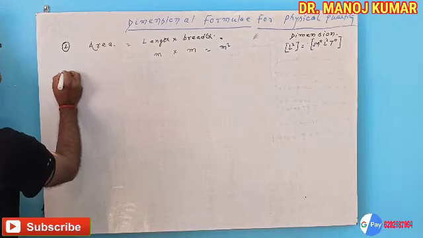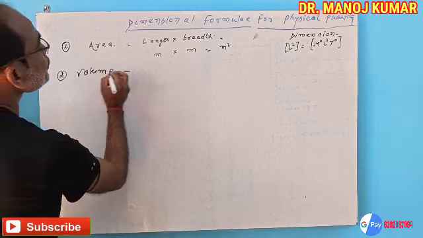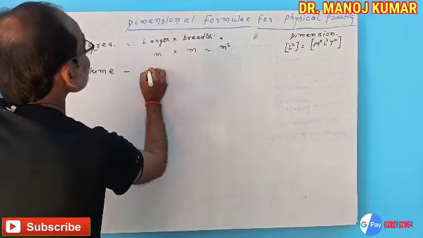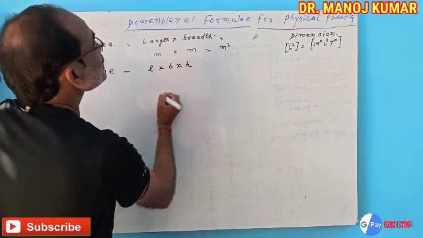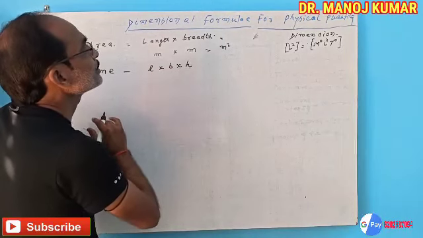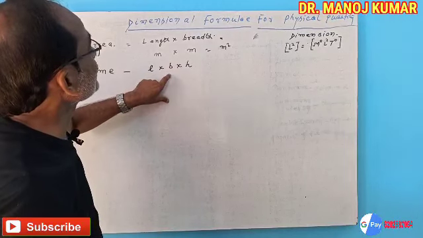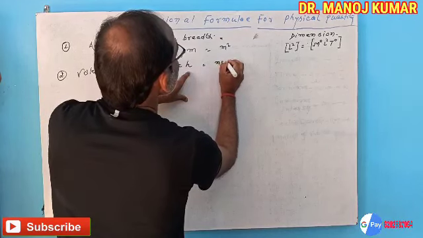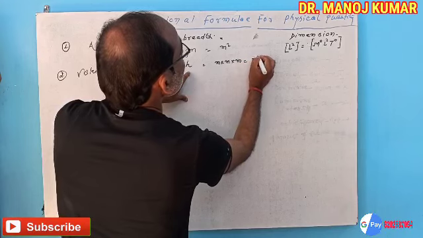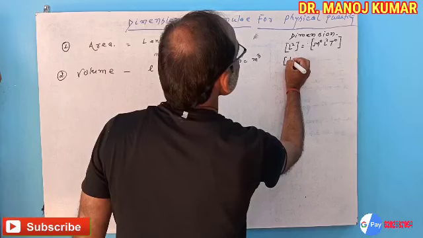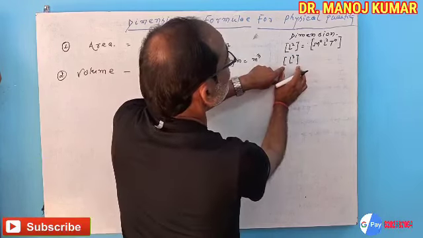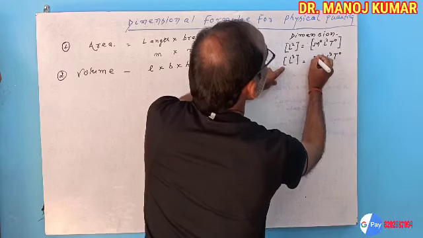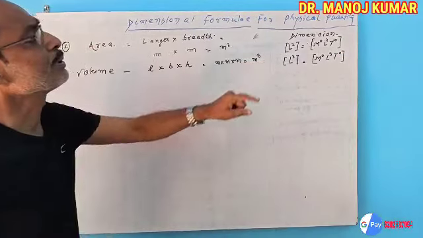Now, volume of any shape means L into B into H. Length, breadth, height are all measured by meter, so the unit is m cube, and we can write it L cube. Finally, in dimensional form it is M naught L cube T naught. This is the real way.